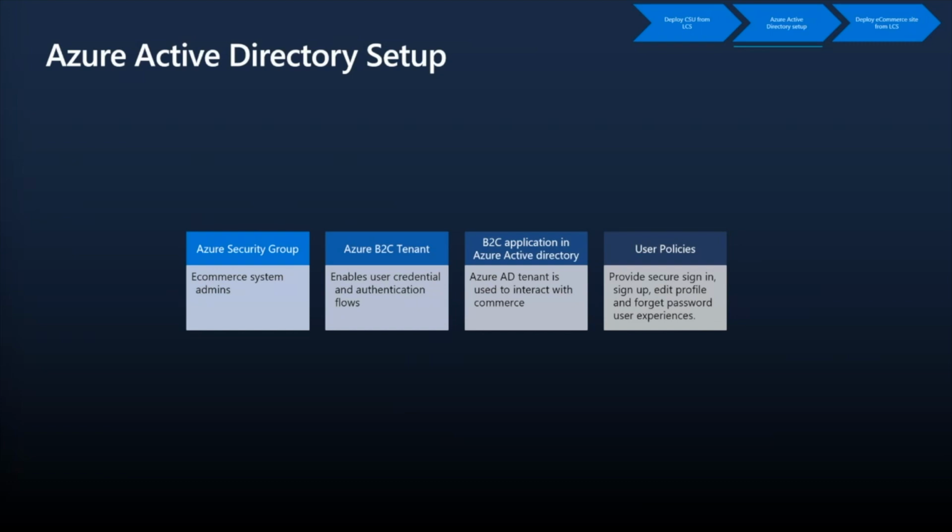Once you create your B2C tenant, you will create a B2C application within your Azure Active Directory tenant so that you can interact with commerce. Next are the user flows. User flows are the policies used to provide secure sign-in, sign-up, edit profile, and forgot password for the user experience. Dynamics 365 uses these flows to perform a policy interaction with your Azure B2C tenant. Out of the box, Azure provides a default user flow, so you can use that or create your own HTML page to control the look and feel of the user flow experience.